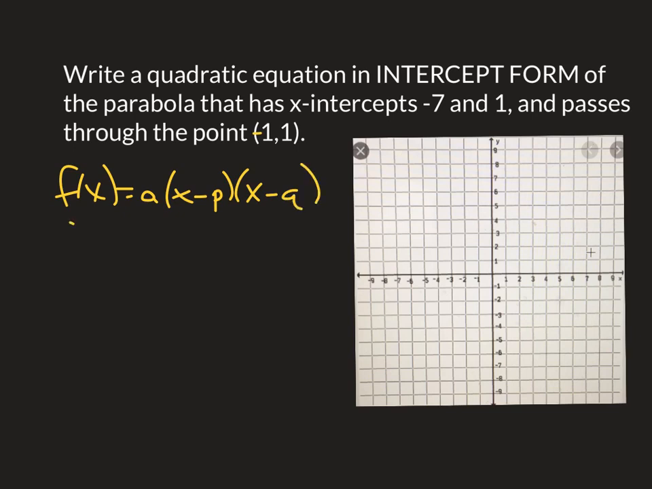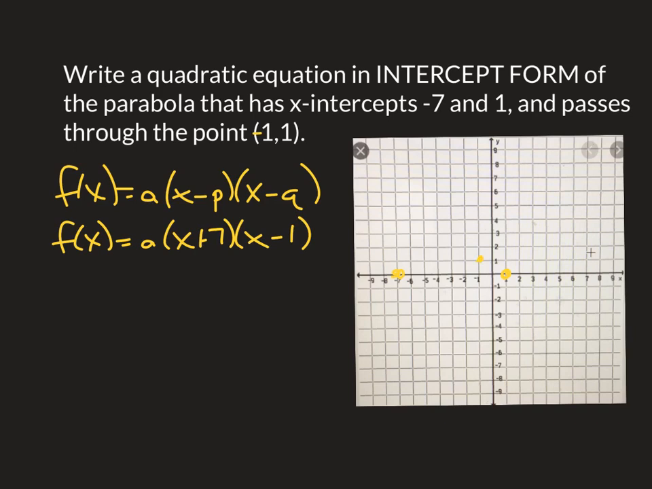So I'm going to go ahead and put the intercepts in. I'm going to leave the a here for a second. One intercept is negative 7. Remember, the opposite is what goes inside. 1, the x minus 1. Now, negative 7 is here on the x-axis. 1 is here. It goes through the point (negative 1, 1), which is here.